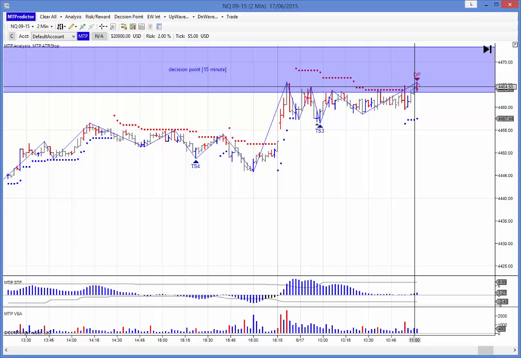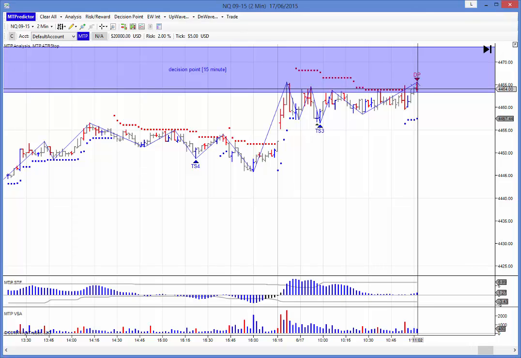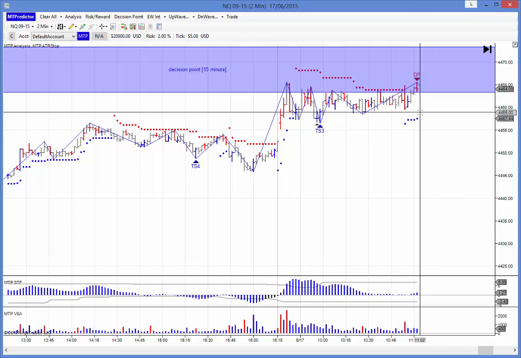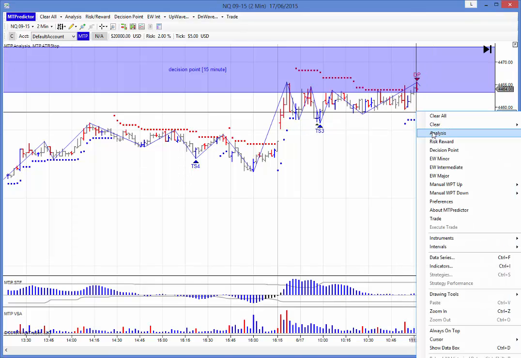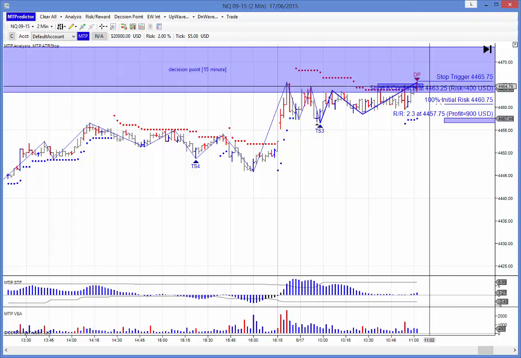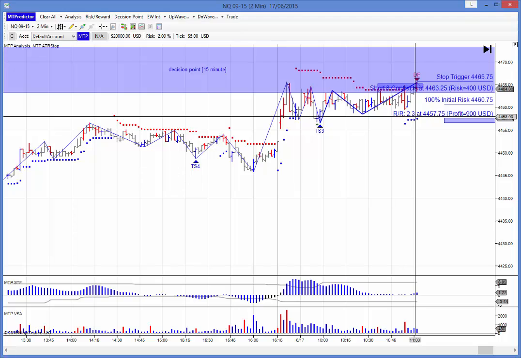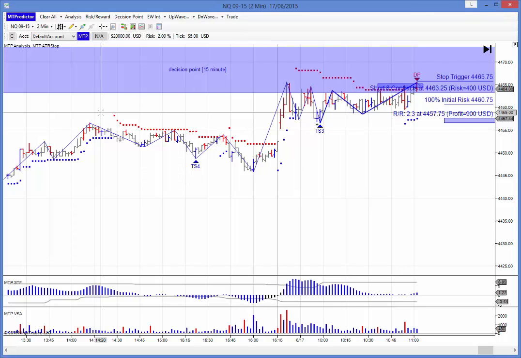In other words, you had a short-term sell signal in a higher time frame resistance zone. So in other words, this was a good trade to take. Let's right mouse click, place the analysis on. At the first minor target, it was actually a good potential trade for a profit of 2.3R.